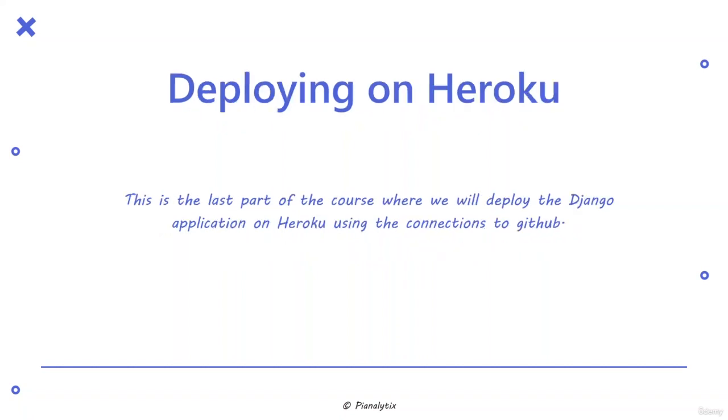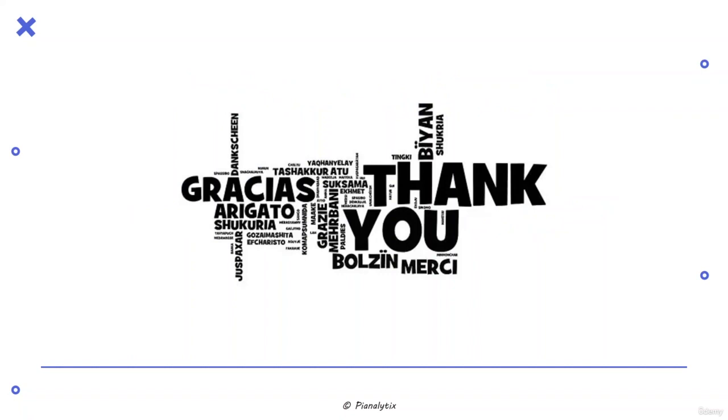The last part is deploying on Heroku. So this is the last part where we deploy the Django application on Heroku using the connection to GitHub. Now Heroku provides three processes by which you can deploy, and we are going to use the process where it actually takes a little bit of help from GitHub to access the code. So now let's move on to the first part of the project, that is building a machine learning model.